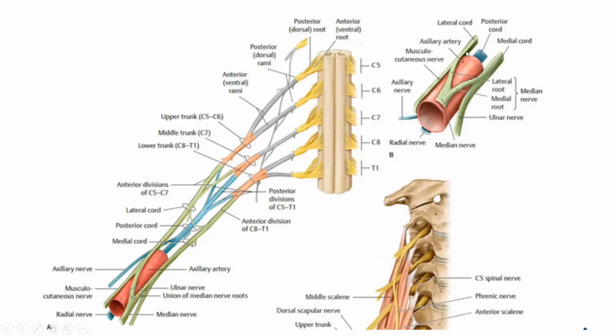The next branch of the infraclavicular part of the brachial plexus is the lateral root, or sometimes they call it the lateral arm of the median nerve, which is arising from the lateral cord. The medial cord gives the medial root, or the medial arm, for the median nerve. So it means that the median nerve is formed by the union of the lateral root from the lateral cord and the medial root from the medial cord.